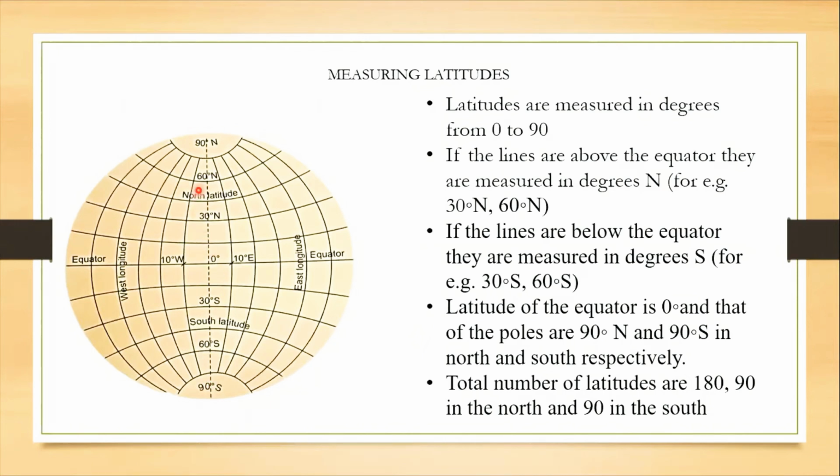Now, the total number of the latitudes is 180. That means in the northern hemisphere 90 latitudes are there and in the southern hemisphere 90 latitudes are there. Total number of latitudes are 180 in number.